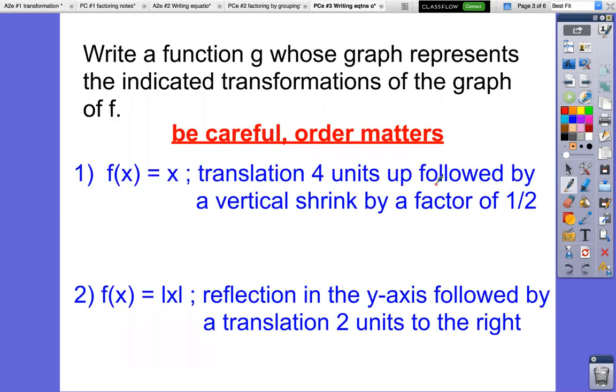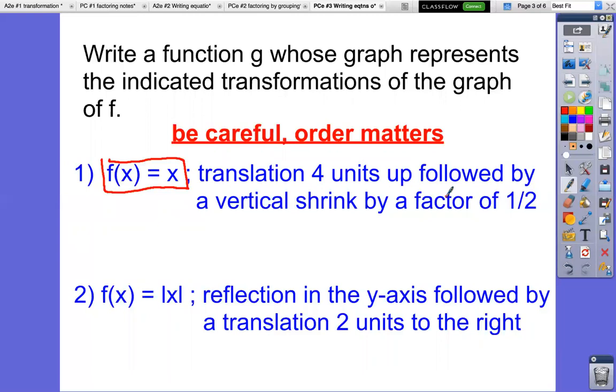Next one. So this is one that I really want you to pay attention to. So our book only has 3 problems, and I don't even think they're 3 good problems. So make sure that you understand what in the world it's even talking about. So now, if I give you a generic function, for instance, on number 1, there's your function. That's a parent function. And I want you to translate it 4 units left, followed by a vertical shrink by a factor of 1/2.